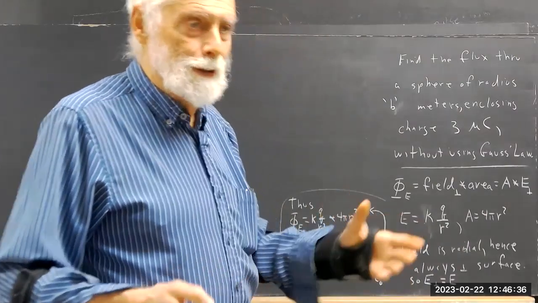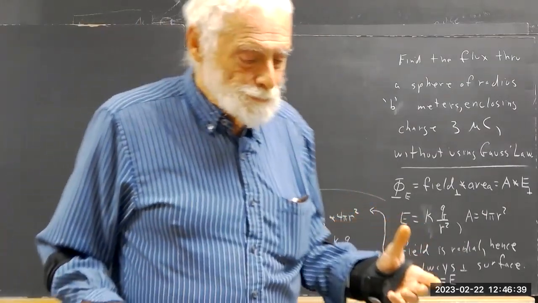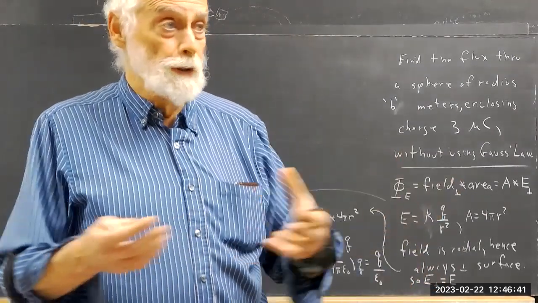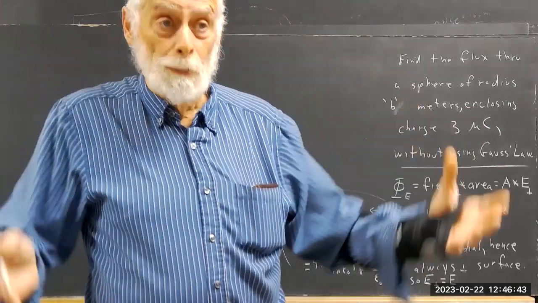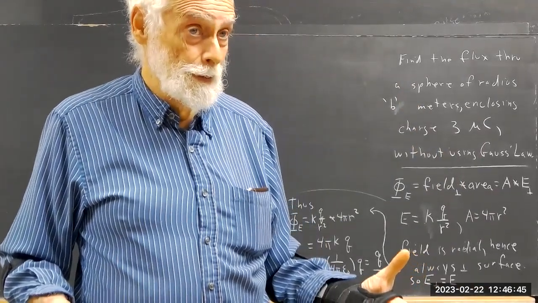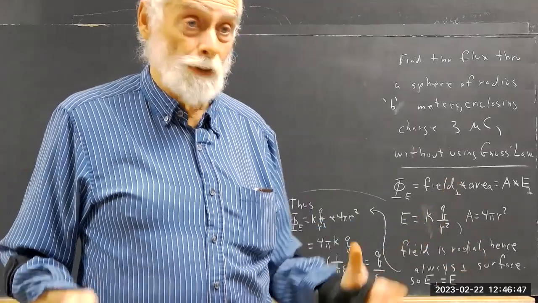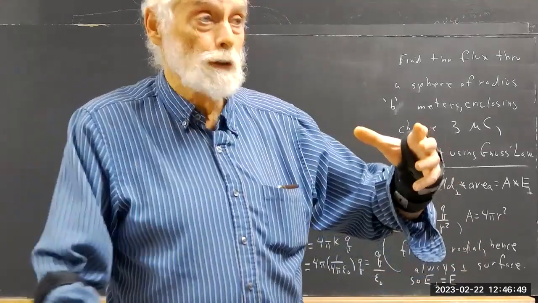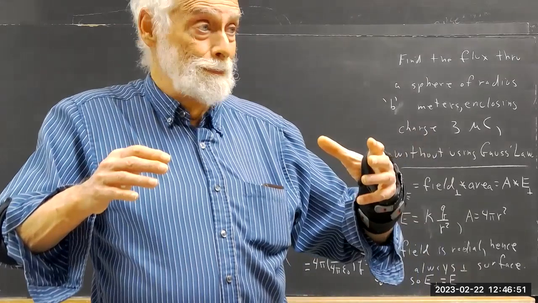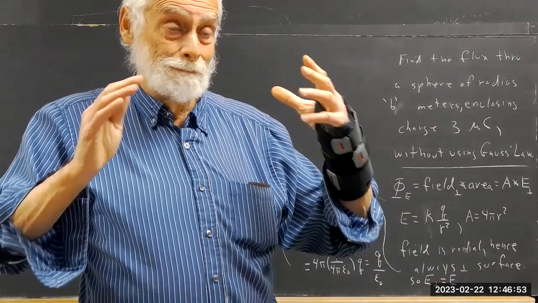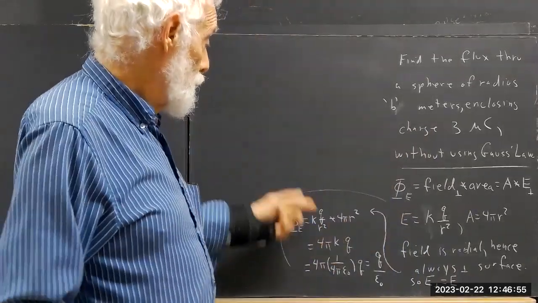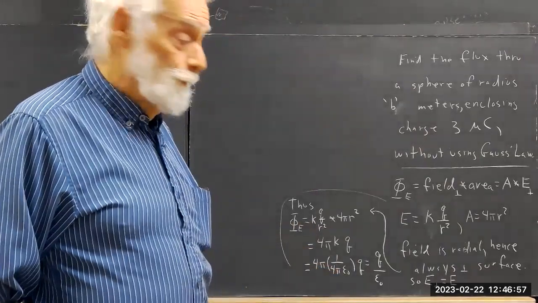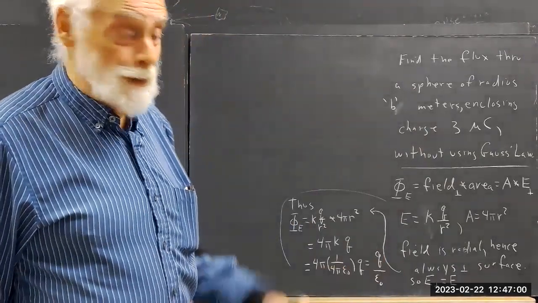In any case, the upshot is for any combination of charges or any distribution of charges, the flux through any surface that encloses that charge is equal to 4 pi k times the enclosed charge, or the charge over epsilon naught.